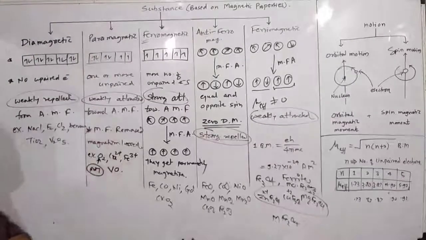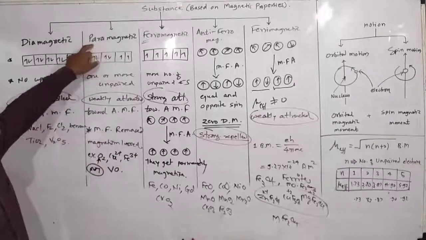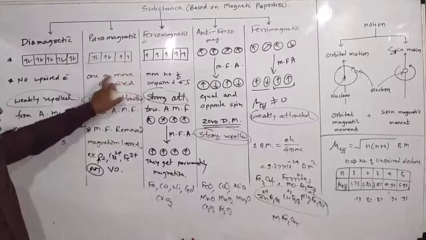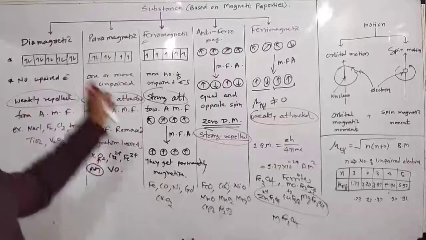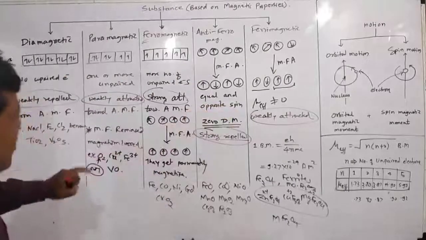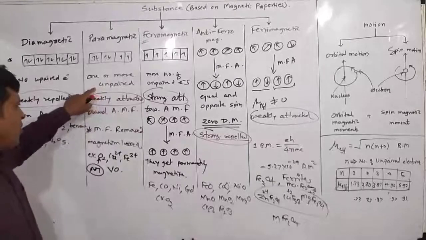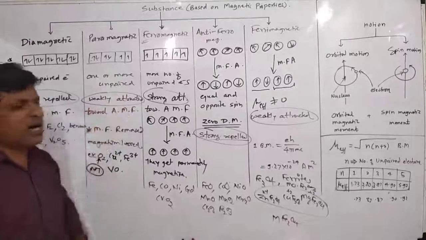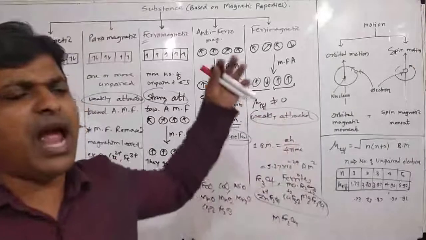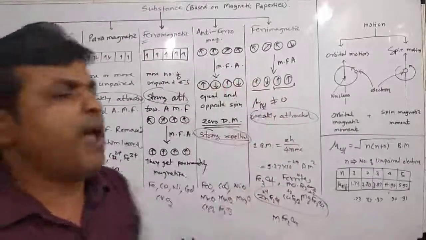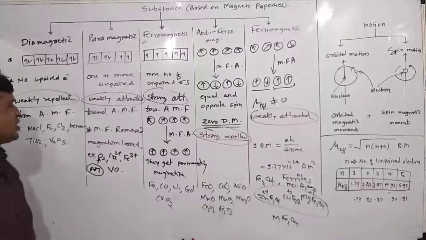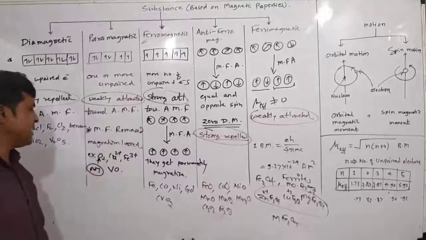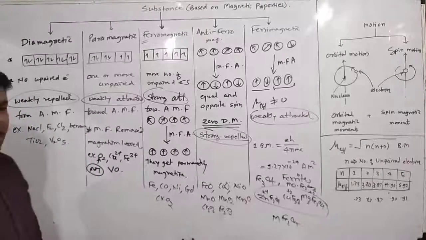What about paramagnetic substances? Paramagnetic substances are the substances which have one or more unpaired electrons, and are weakly attracted towards an applied magnetic field. These are the examples. Examples are most important. You have to remember the examples. They may be asked in competitive exams.